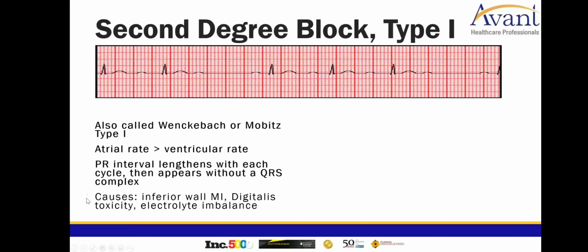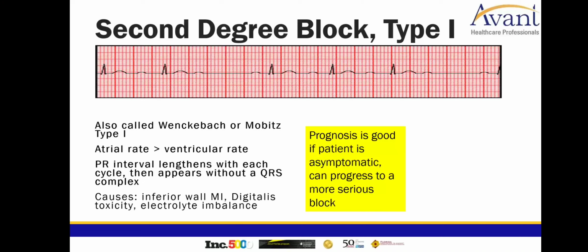So what's happening here? Again, causes can be similar to what we've already talked about. We talked about electrolyte imbalances as well as causes. Prognosis is good. It's usually asymptomatic, especially if the ventricular rate is good. If you maintain a ventricular rate above 50 or 60, you typically won't have any symptoms. So you're going to just treat the underlying cause. Now, this could be a real precursor to further blocks that could be more serious. So this is something that you want to monitor closely and treat the cause.